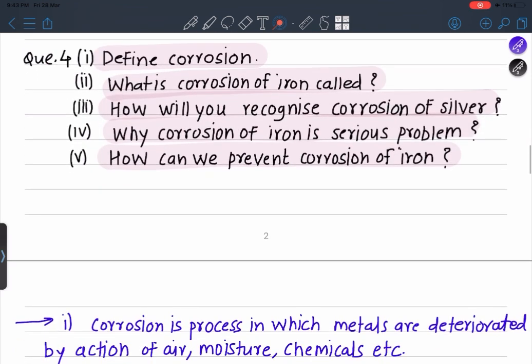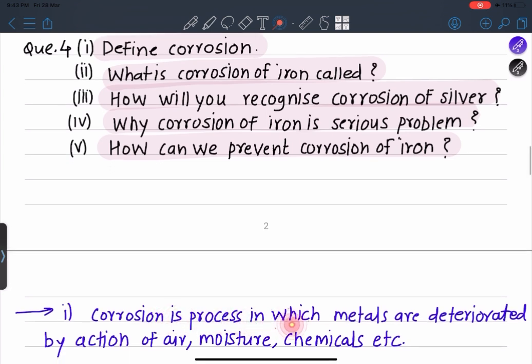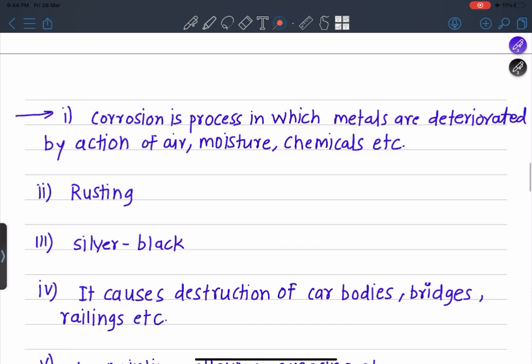Define corrosion. Corrosion is a process in which metals are deteriorated by the action of air, moisture, chemicals, etc. How will you recognize corrosion of silver? It's the third question. Answer is silver turns black.